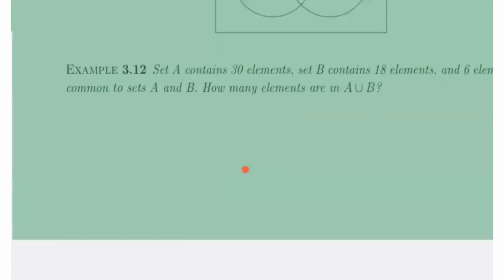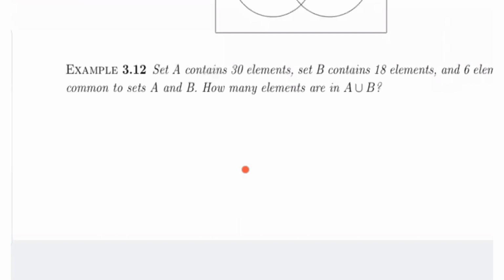312, let's look at that. Set A contains 30 elements. I don't know what they are. Set B contains 18 elements. 6 elements in common. How many elements are in A union B?